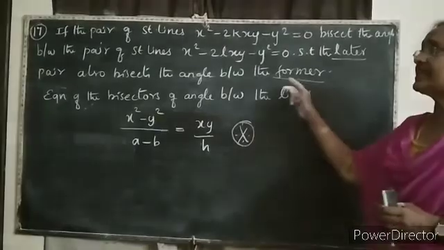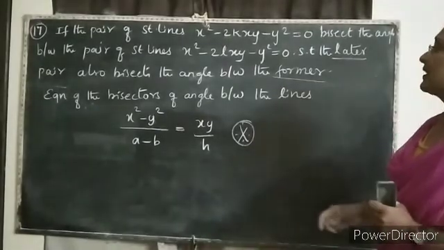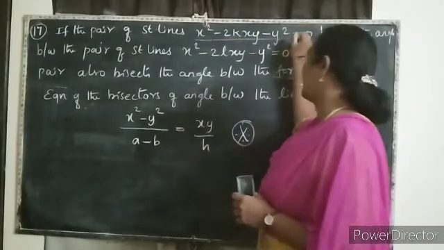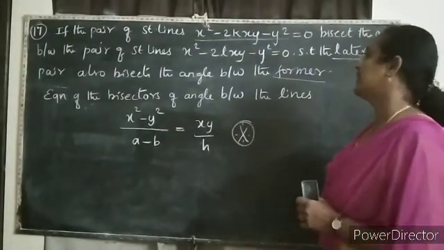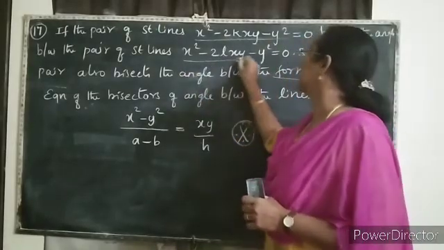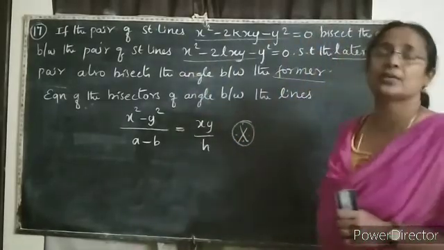Okay students, let's discuss the 17th sum now. They have given that if the pair of straight lines x squared minus 2kxy minus y squared equal to 0 bisects the angle between the pair of straight lines x squared minus 2lxy minus y squared equal to 0.